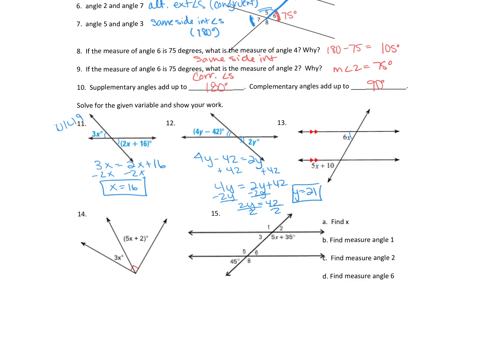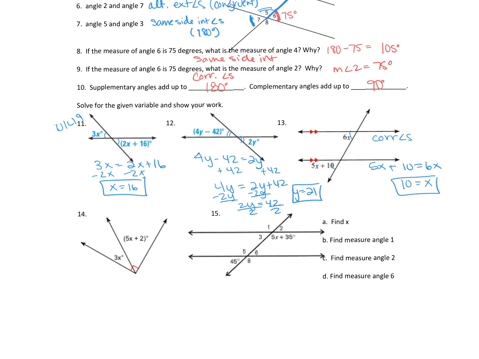On number 13, these are corresponding angles. Corresponding angles are congruent. So I'm going to write my 5x plus 10 equals 6x. I'm going to subtract my 5x over and get that my x is equal to 10.